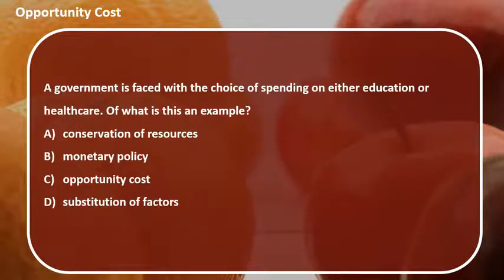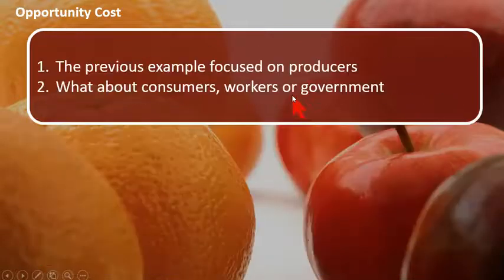Right? Makes sense. Next. A government is faced with the choice of spending. This is the second aspect. What about consumers, workers, or the government? Government also faces the limitation of resources and unlimited wants. Government wants to spend for roads, dams, bridges, schooling, hospitals, but the resources are limited. So some of the wants would be fulfilled and some may not be.